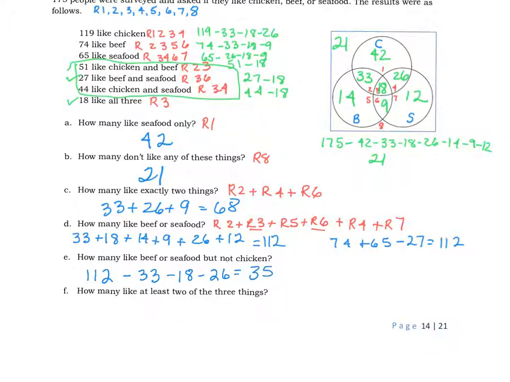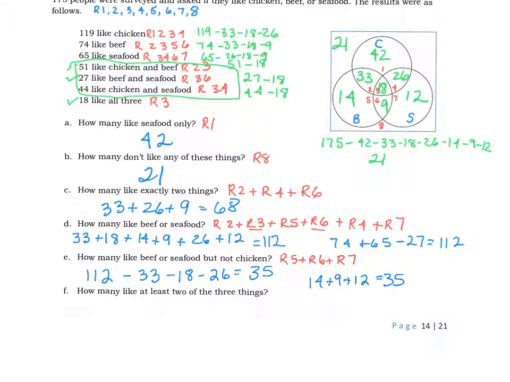That's one way. Or you could have just added regions 5, 6, and 7. Well, that's nice too, isn't it? Wouldn't that work? Okay, so what that will give us then is 14 plus 9 plus 12, and we get 35.